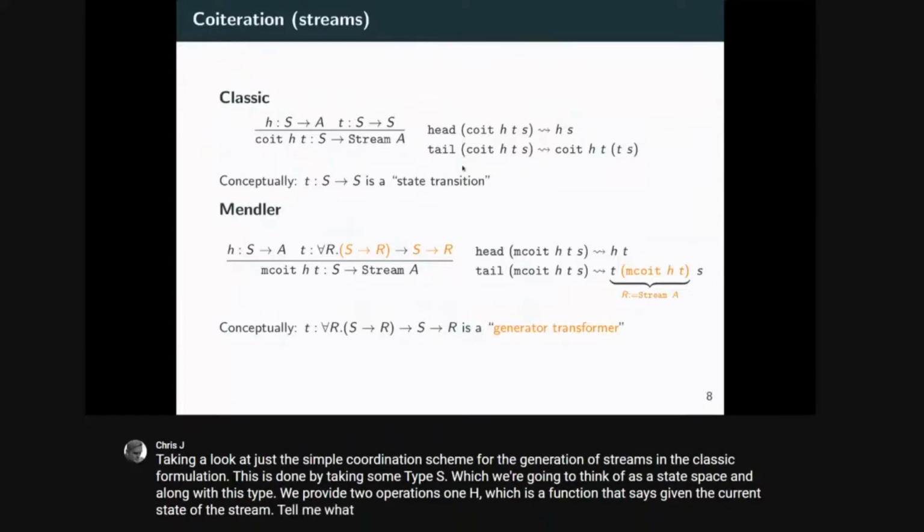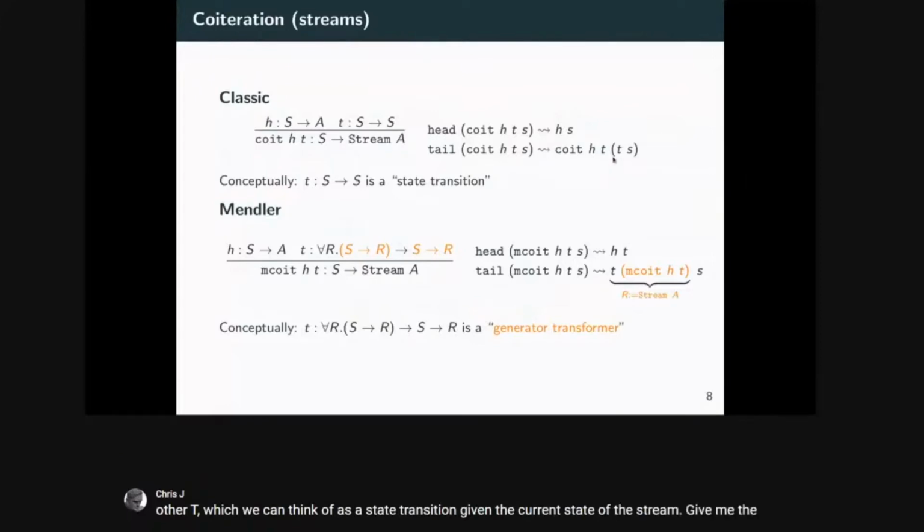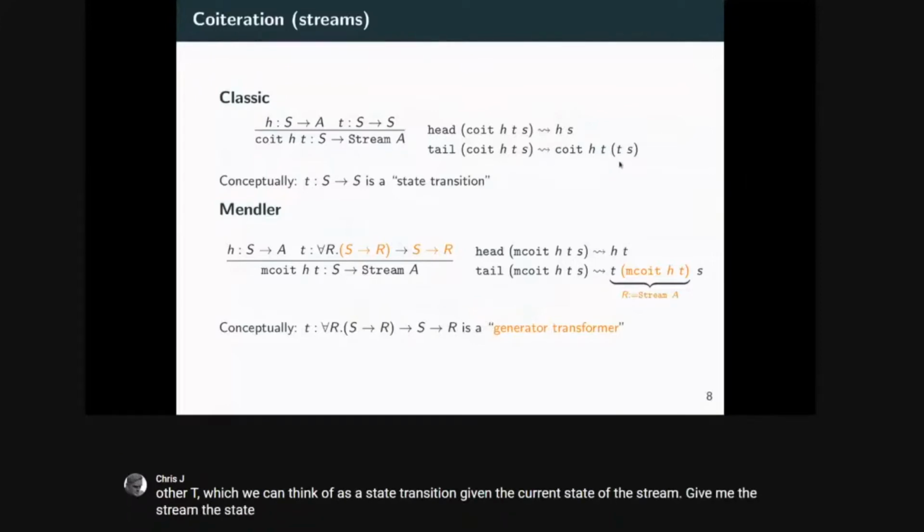Indeed, looking at the operational semantics, which are here described as saying what are the observations defined for the stream generated by coiteration. If we take the tail of the stream generated by classic coiteration, we find that it's what we get when we take the initial state, the given state S, take one step with the transition function T, and then generate the stream out of that.